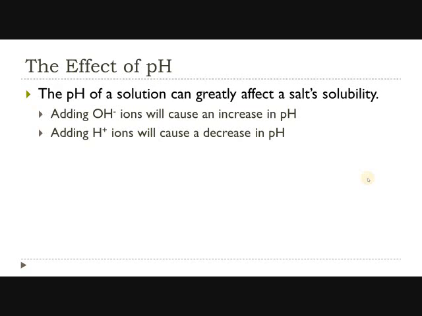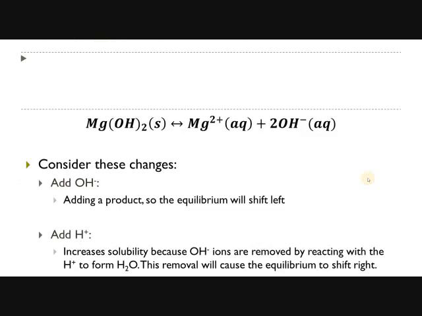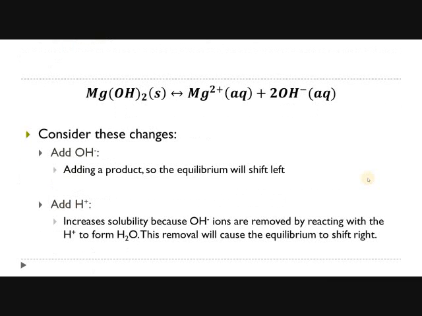Remember that OH- ions represent basic solutions, so adding them would be an increase in pH; greater than 7 is a basic pH. And then adding H+ ions causes a decrease in the pH, so it would make it more acidic. So for this reaction, magnesium hydroxide solid dissolving, consider what happens when you do these changes.